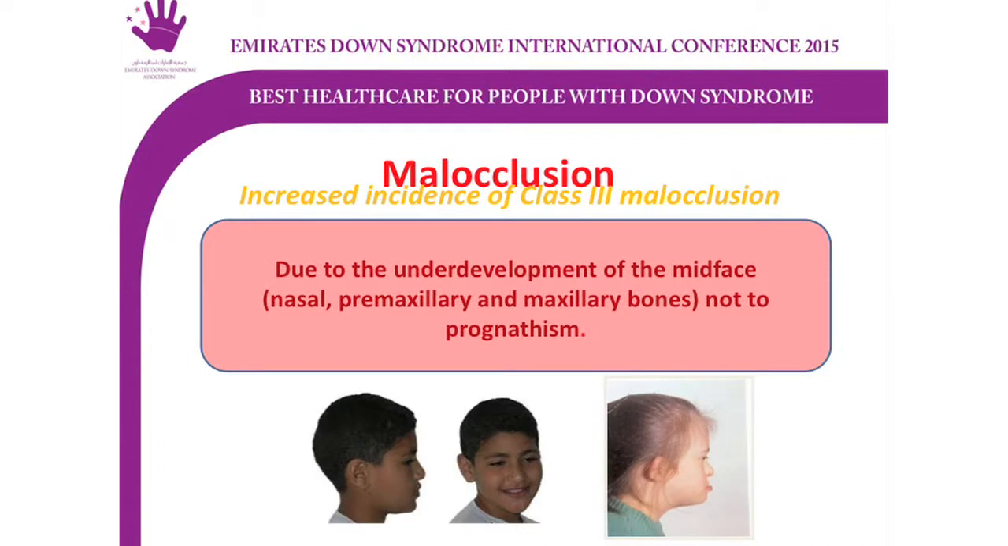Malocclusion. Malocclusion is a very important finding in Down syndrome again. If we look at this slide, we will find this normal patient. We will see the profile, perfect profile, straight profile. Why? Because there is proper proportion between the upper jaw and the lower jaw, giving this straight profile.